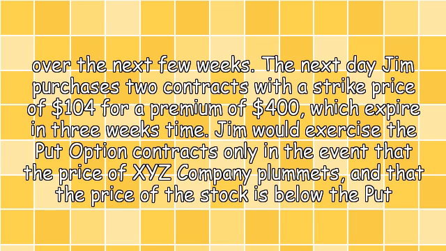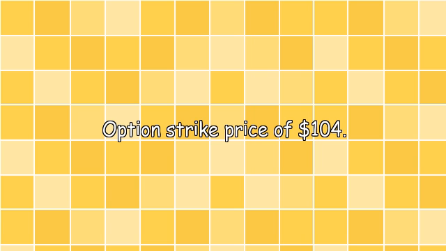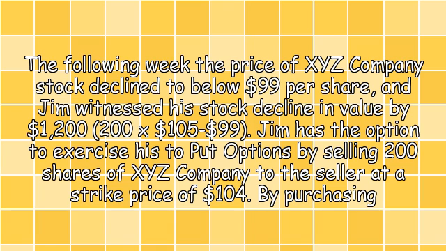Jim would exercise the put option contracts only in the event that the price of XYZ company plummets and the price of the stock is below the put option strike price of 0.4. The following week, the price of XYZ company stock declined to below 9 per share, and Jim witnessed his stock decline in value by 200 x 0.5 to 9.